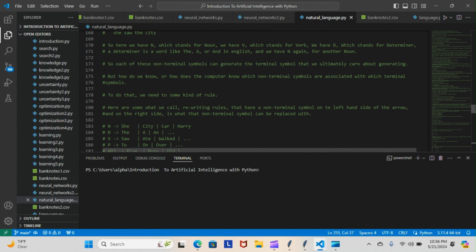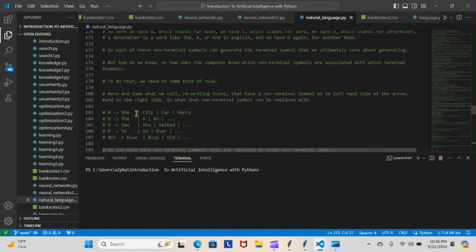But how do we know? Or how does the computer know which non-terminal symbols are associated with which terminal symbols? To do that, we need some kind of rule. Here are what we call rewriting rules that have a non-terminal symbol on the left-hand side of the arrow, and on the right side is what the non-terminal symbol can be replaced with. So you can see here we have N can be replaced with she, city, car, or Harry. D can be replaced with the, a, or an. V can be replaced with saw, ate, walked. P can be replaced with to, on, or over. And adjective can be replaced with blue, busy, or old.